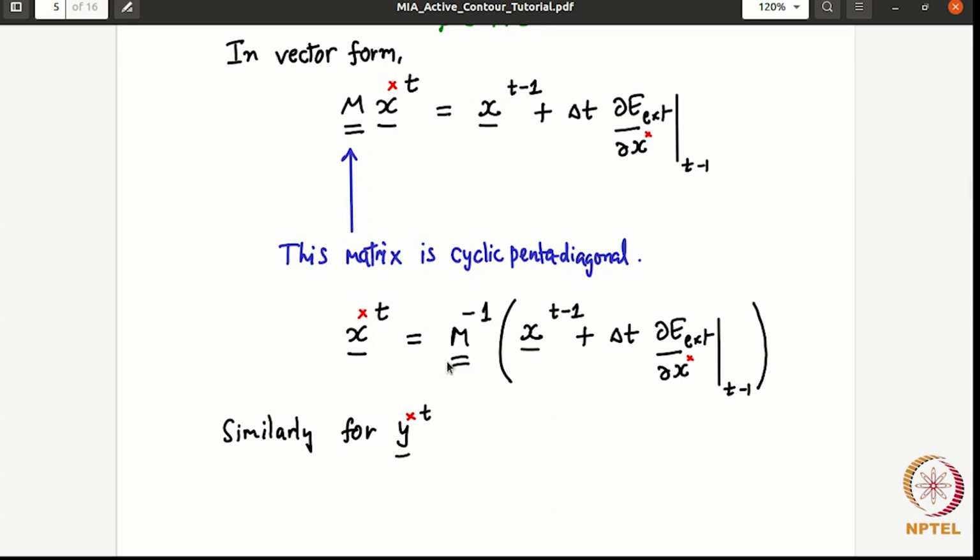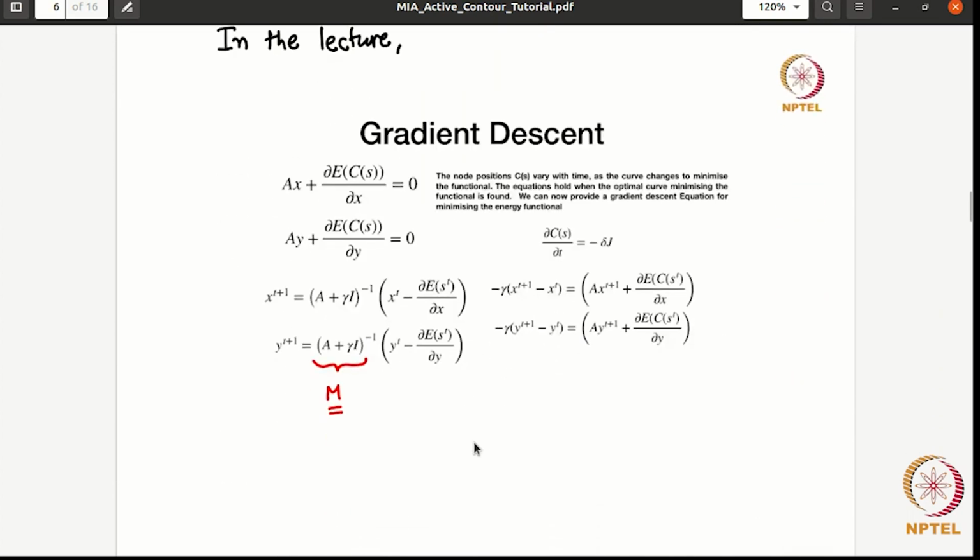calculation of M inverse. So because it is a pentadiagonal system, we can use LU factorization to calculate its inverse efficiently. Okay. So in the lecture, this matrix M is same as A plus gamma times I. So this is just a change of notation, but it is the same as that.